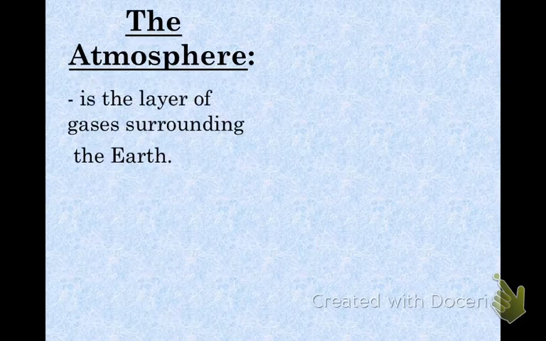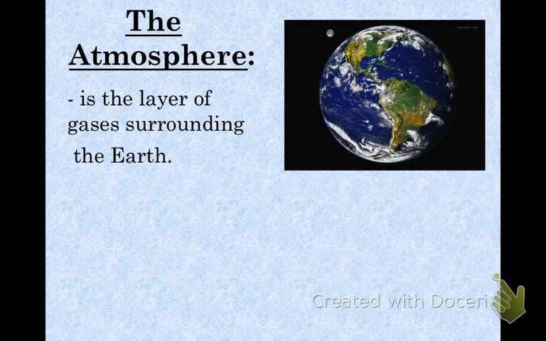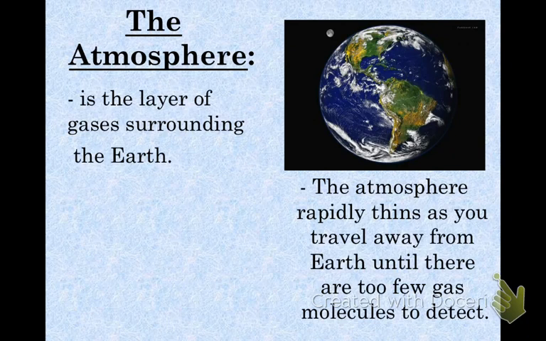The atmosphere is the layer of gases that surround the Earth. As you move further into space, the atmosphere thins out to the point where it's almost not detected. So at the surface of the Earth, you have a thicker atmosphere, and when you're at the farther edges of the Earth, it is a thinner atmosphere.